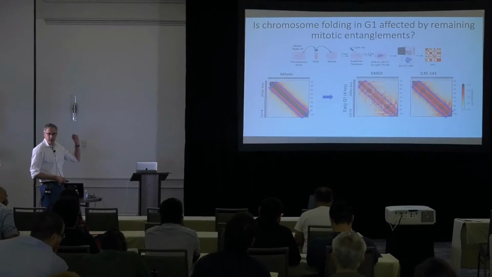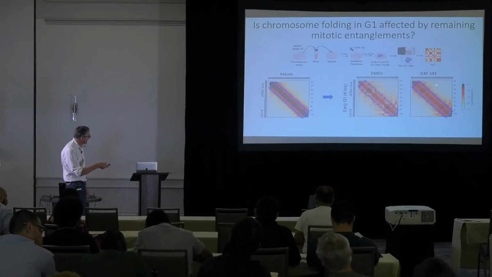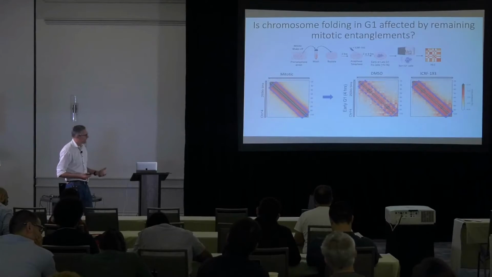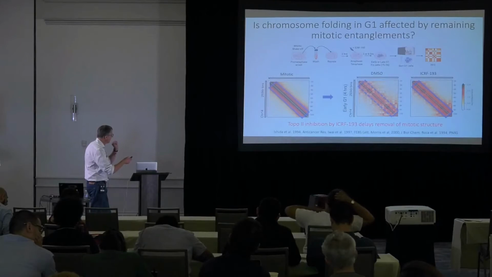And in fact, Kirill and Leonid's lab has been able to simulate that by polymer simulations, and indeed it shows that a low level of entanglement that's still there slows down the compartmentalization in the next G1. Okay, so we can see it actually really has an effect if you can't resolve these topological catenations.